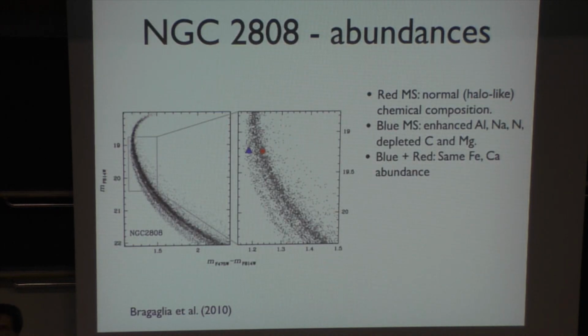There's also a measurement of chemical abundances of other elements on these different sequences. Right? And you see that the stars on the red sequence, the ones that have a normal helium abundance, also have normal halo-like chemical composition in other respects. But if you look at the stars on the blue sequence, the ones that have high helium abundance, they also have enhanced abundances of other elements like aluminium, sodium and nitrogen, and they're depleted in carbon and magnesium. But as I said, the blue and the red sequences have the same abundances of the heavier elements, calcium, iron, and so on.